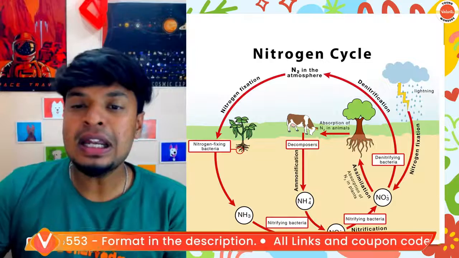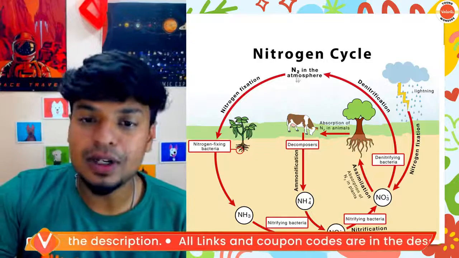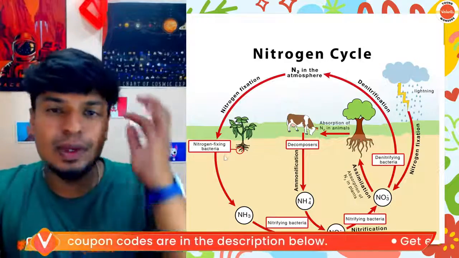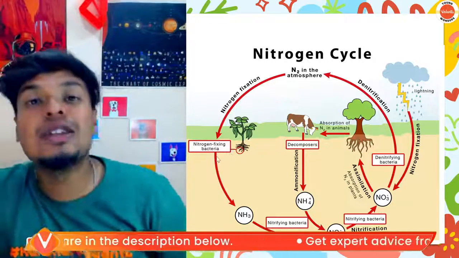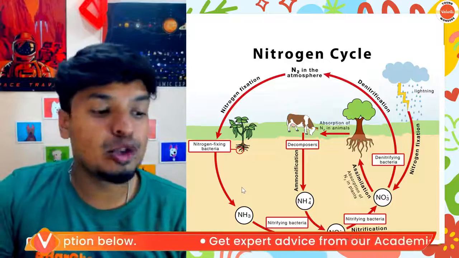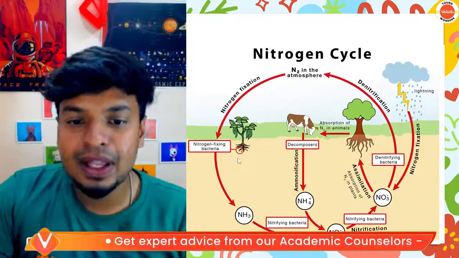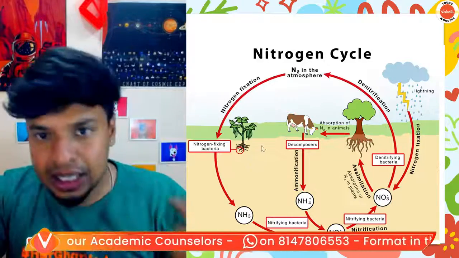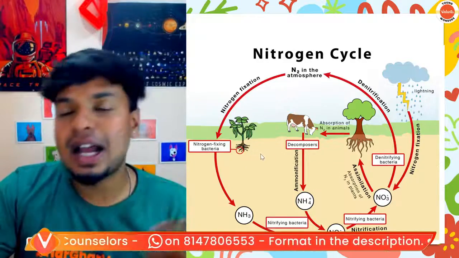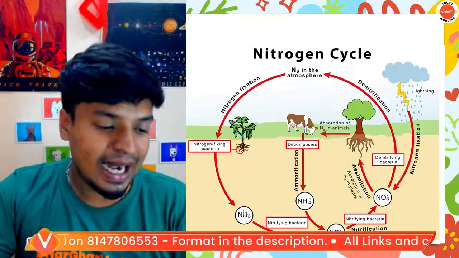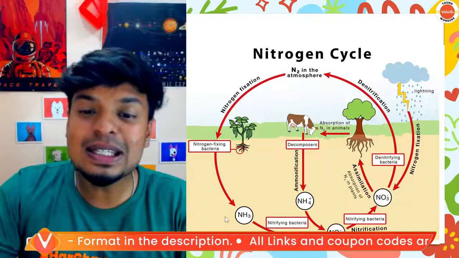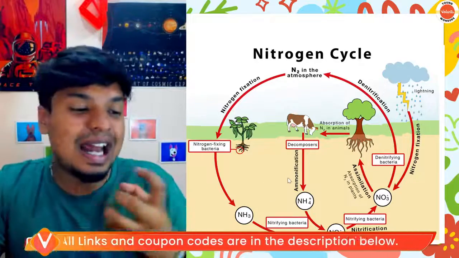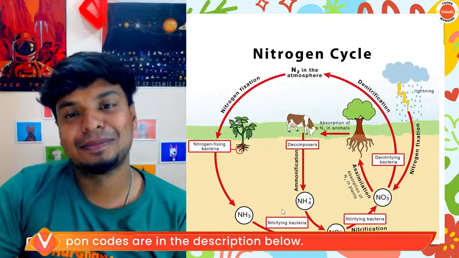See? So N2 is the nitrogen present in the atmosphere. The nitrogen is fixed by the nitrogen fixing bacteria. Example, we have Azotobacter, we have Rhizobium. All of these are examples of nitrogen fixing bacteria. Then, what is NH3, guys? So once the nitrogen is broken, it is bonded with hydrogen to form ammonia. NH3 is ammonia, right? So this ammonia is nitrified by one more bacteria called nitrifying bacteria.